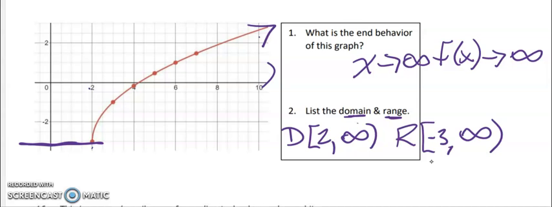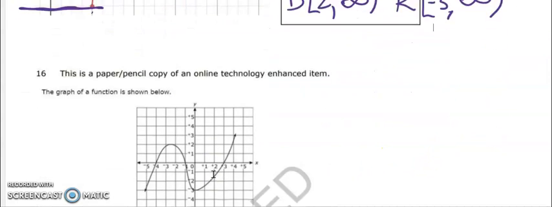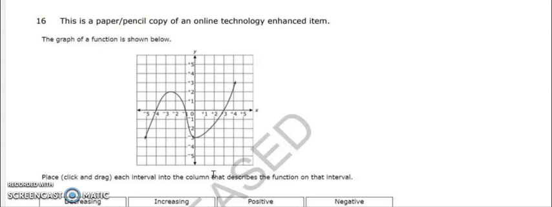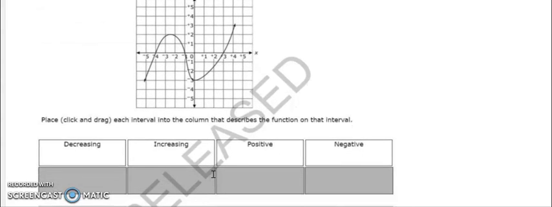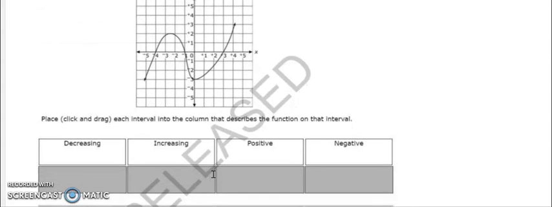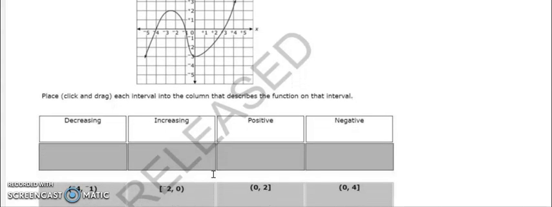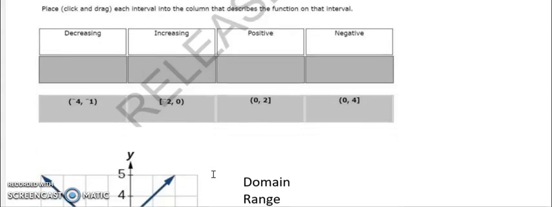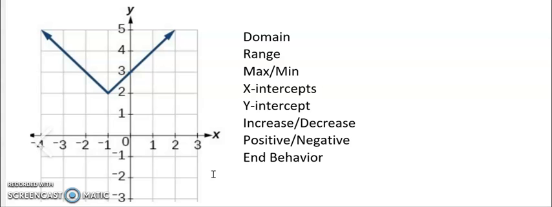So the domain had a restriction. Domain didn't start until 2. 0 was not in the domain for this graph. Okay, and then the range had a restriction. It didn't start till -3. Okay. So let's look at this section here. I think it's the same one you had. We did that one yesterday in our other function.